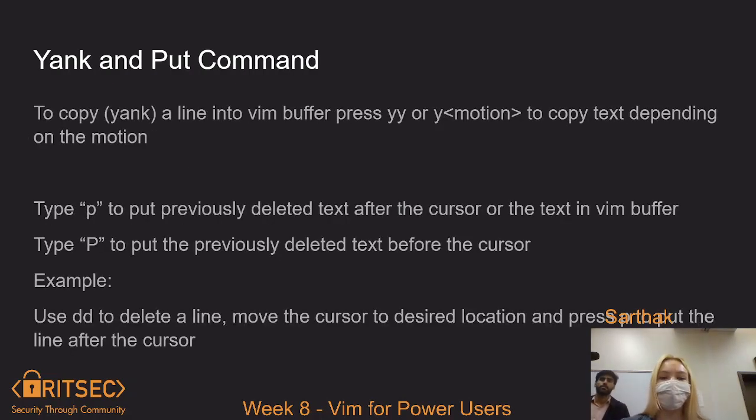Yank and put are Vim's version of copy and paste. So to copy a line, you'll do yy, or y can also be used like delete in combination with a motion. And then when you want to paste what you've just copied, you can type a lowercase p, which will put your copied text after the cursor, or a capital P, which will put it before the cursor.